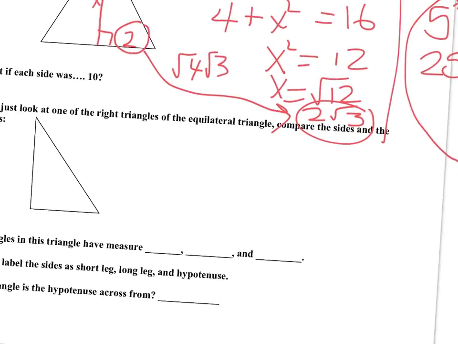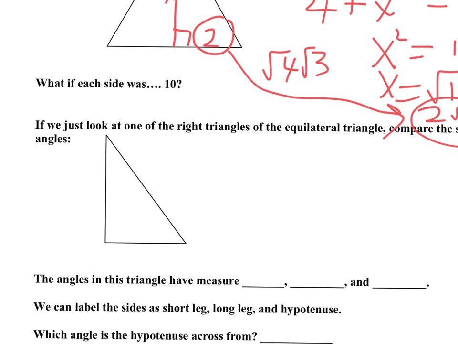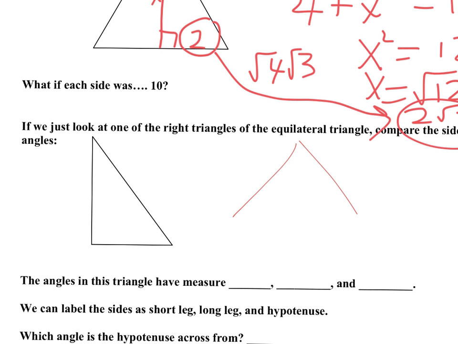So here's what we're dealing with. When we started out with an equilateral triangle, we know that every angle is 60. When we brought down that altitude, we've divided up this top angle so that each of these are 30. So we're now dealing with a 30, 60, 90 right triangle. And in this 30, 60, 90 right triangle, we have a shorter side, I'm going to call S, a longer side, and a hypotenuse.